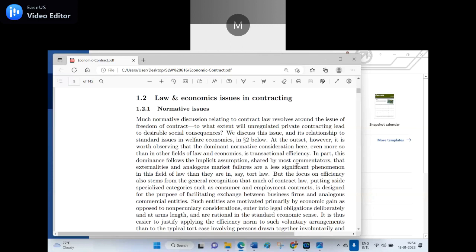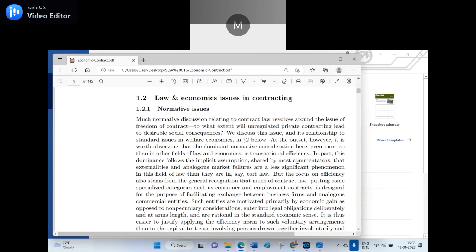To what extent will unregulated private contracting lead to desirable social consequences? So you have to see the social consequences also when you are making a contract with the other party. Whether the contract is legal or illegal, how it can be done. That is a very important factor. So we discussed this issue. It is a relationship standard issue in welfare economics. Whenever you make a contract, we will see it from the angle of economic value and social value, and whether it is legal or illegal also we should consider.